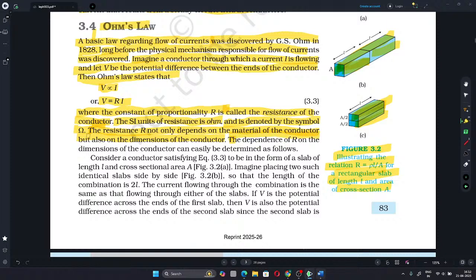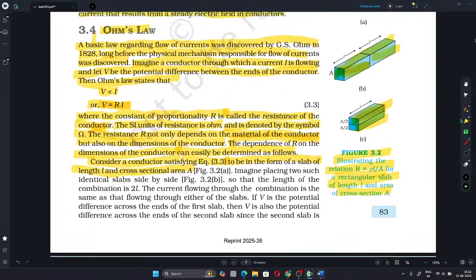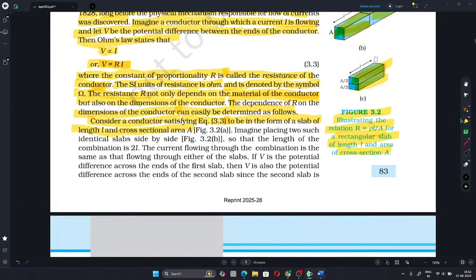The dependence of R on dimensions of the conductor can easily be determined as follows. Consider a conductor satisfying equation V equals IR to be in the form of a slab of length L and cross-sectional area A. In this figure, imagine placing two such identical slabs side by side like this, so that the length of the combination is 2L. The current flowing through the combination is the same as that flowing through either of the slabs.